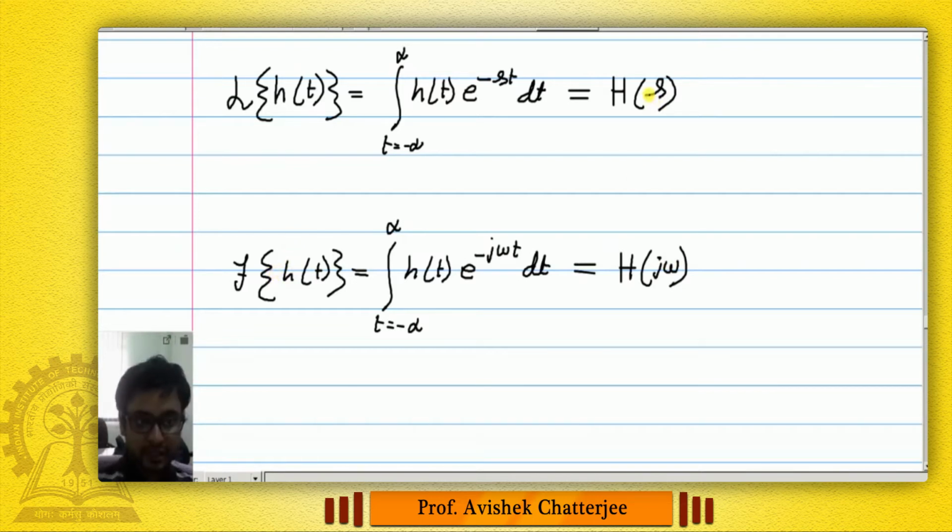That means just make the real part of s 0, sigma equal to 0, in H(s). Of course, this Laplace transform must exist at sigma equal to 0. That means the Fourier transform must exist for the signal h(t). Then only this is true.